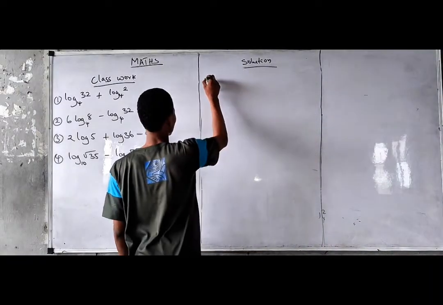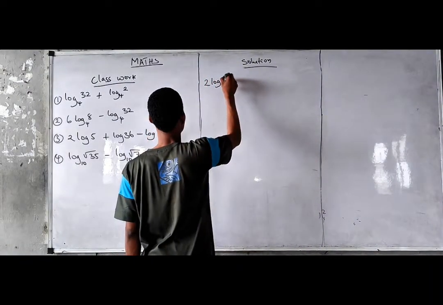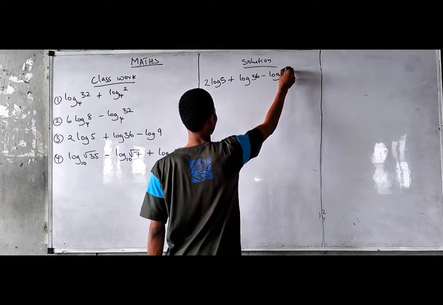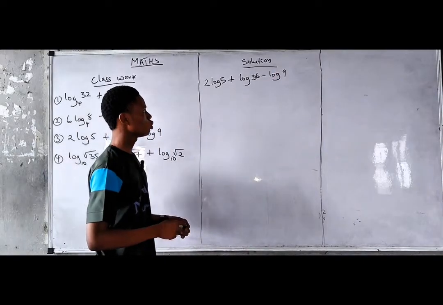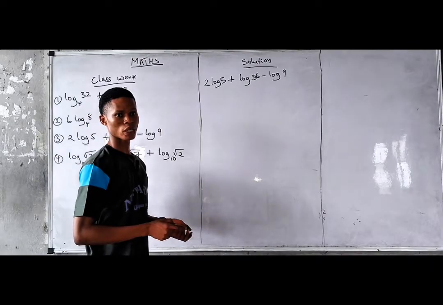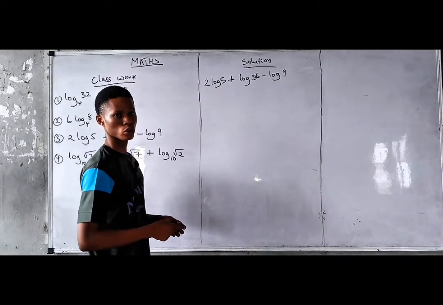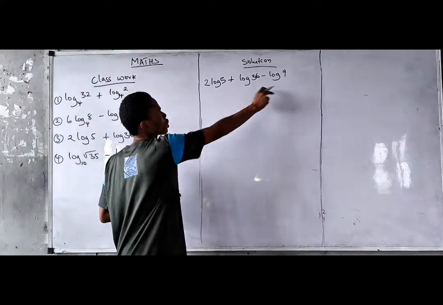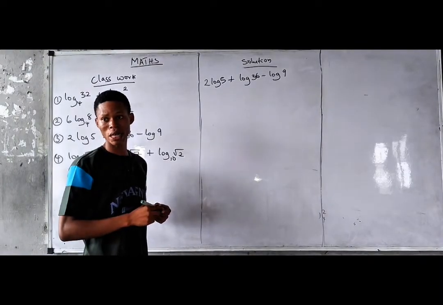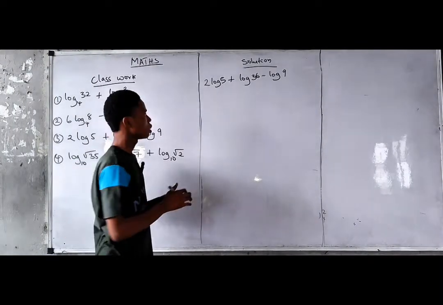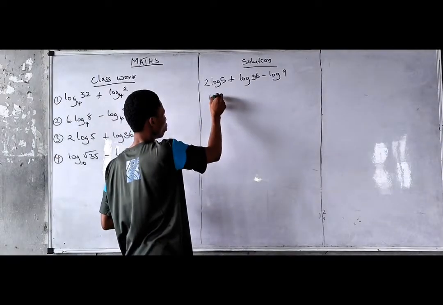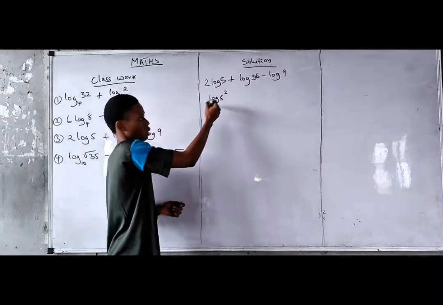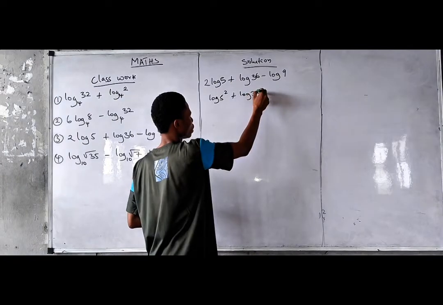So let's solve number 3. 2 log 5 plus log 36 minus log 9. So what's the first thing do you think we can do here? We can arrange it, right? Okay, let's start the other way we started. What's the base here? Base 10, right? I said when a base is not given, just know it's in base 10. I know this is the same thing as saying log 5 raised to power 2, right? Because of this power law, we can bring this here. Plus log 36 minus log 9.